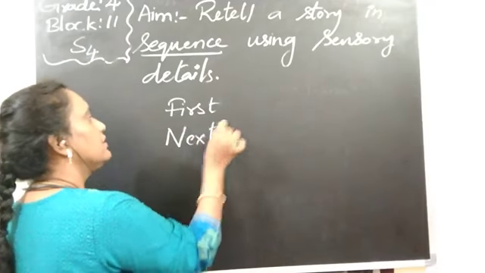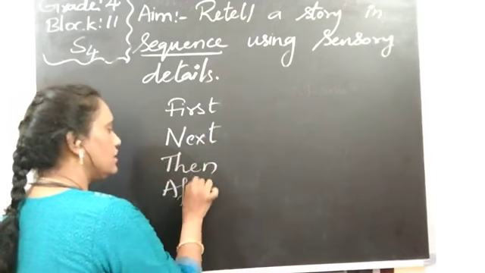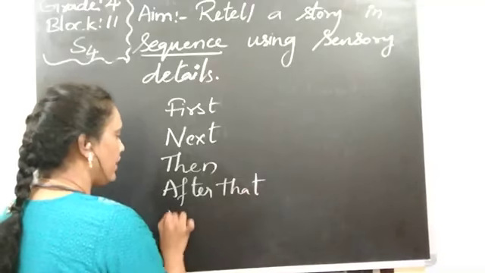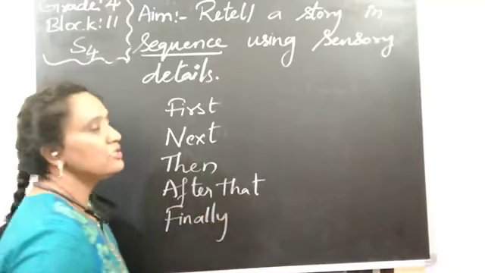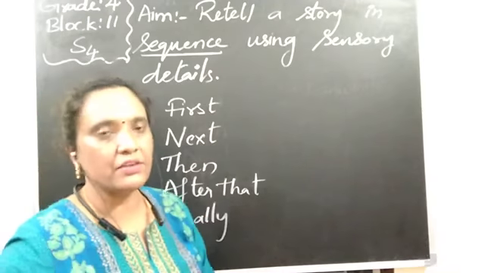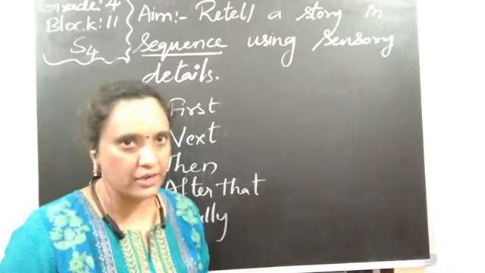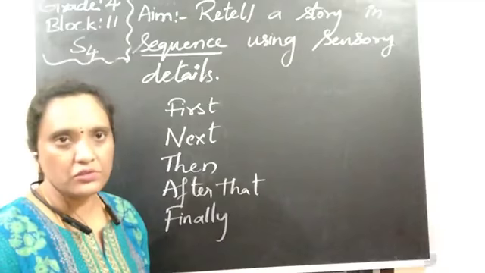next, then, after that, and finally. So these are the words normally we use. Other words like meanwhile, later can also be used according to your necessity. These are the 5 main order words which we use regularly.